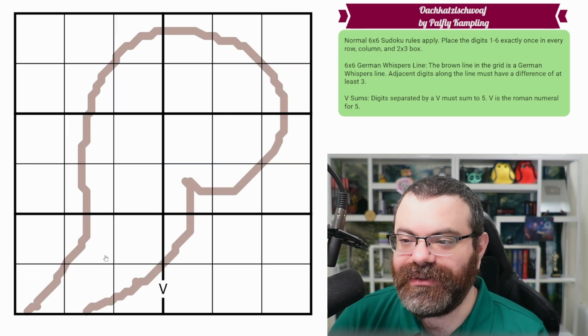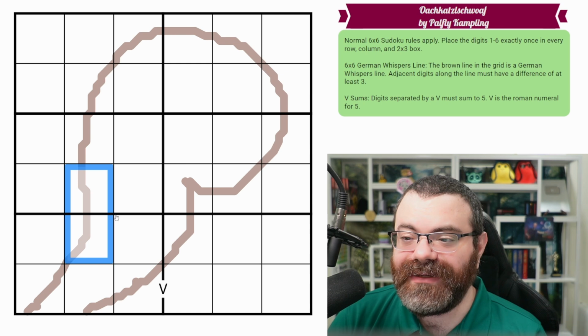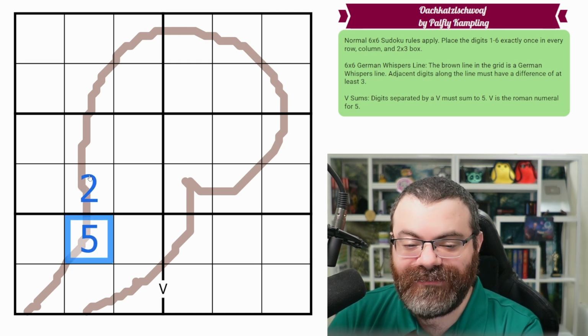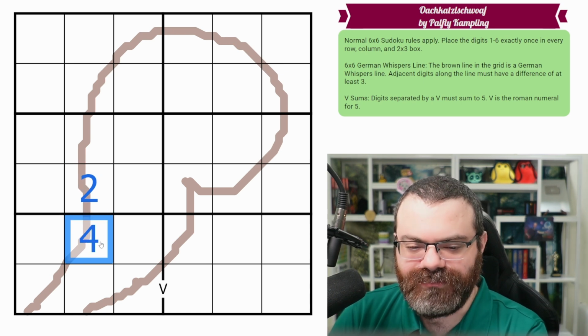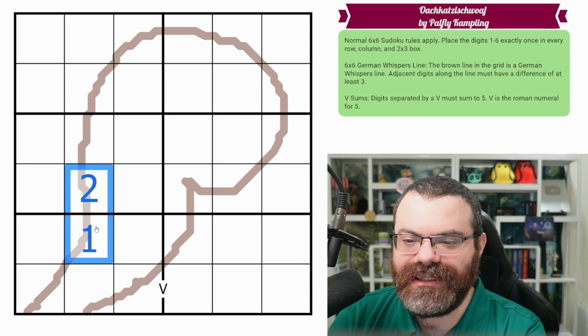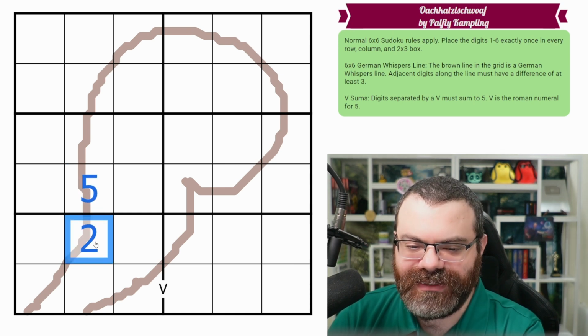So it is a German whisper line, which means that adjacent digits along the line have to have a difference of at least 3. So if this was a 2, right, this could be a 5 because 5 minus 2 is 3, but it could also be a 6 because we just need to be at least 3. It can't be a 4 or a 3 or a 1 because that difference is not at least 3. Order doesn't matter. So if this was a 5, this could be a 2.